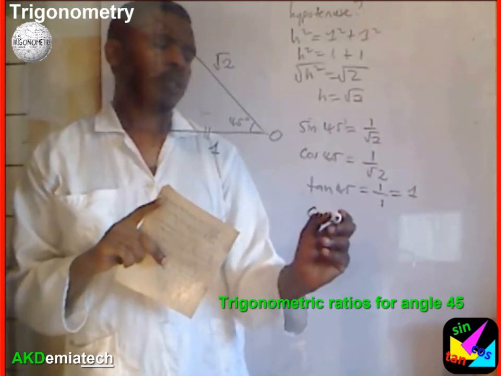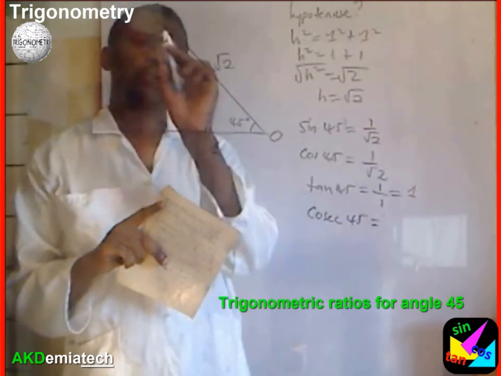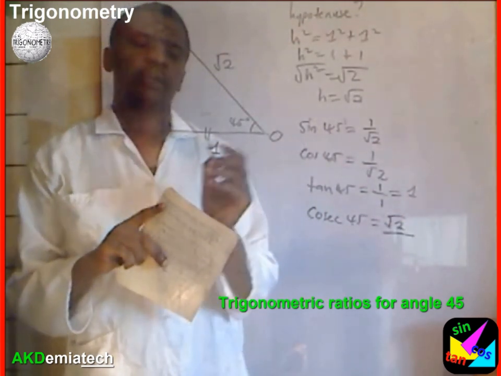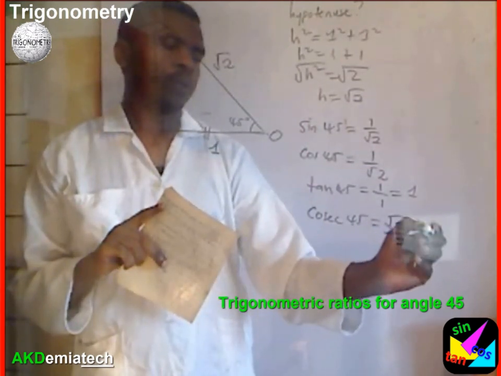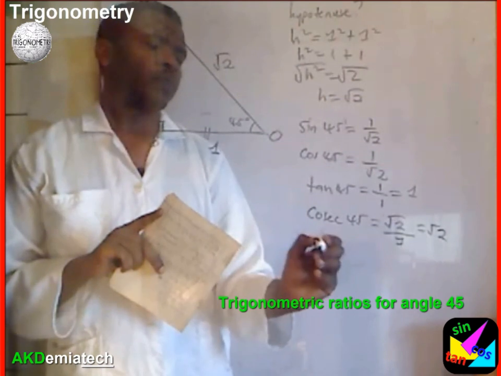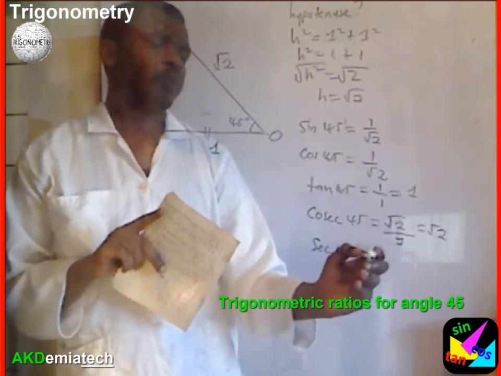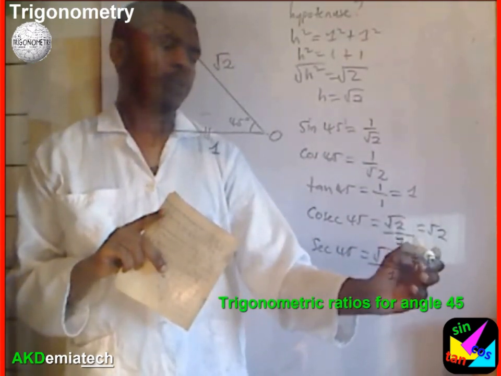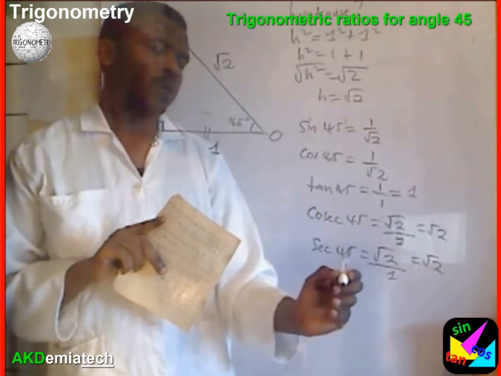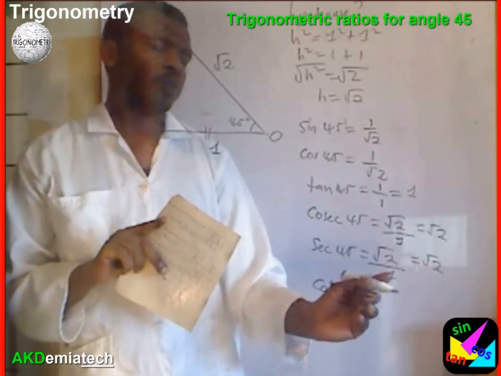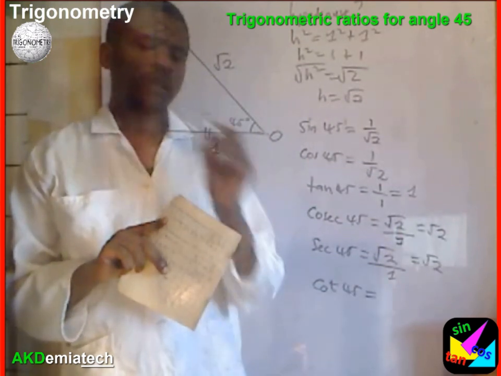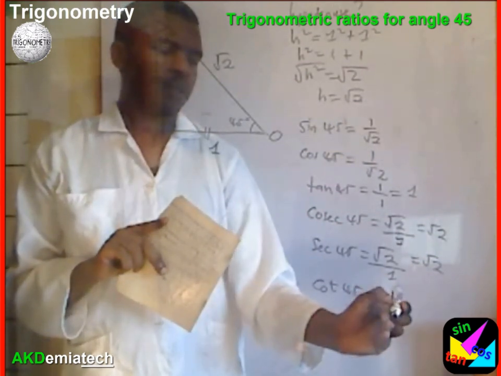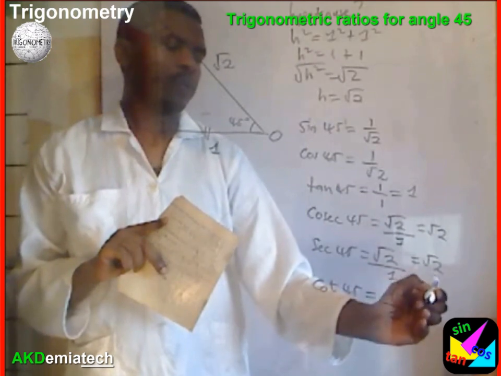What is cosec 45? Hypotenuse, that is root 2 all over opposite 1 is equal to root 2. Sec 45 is equal to hypotenuse root 2 all over adjacent 1 equals to root 2. Cot 45 is equals to adjacent all over opposite. So 1 all over 1 is equals to 1.